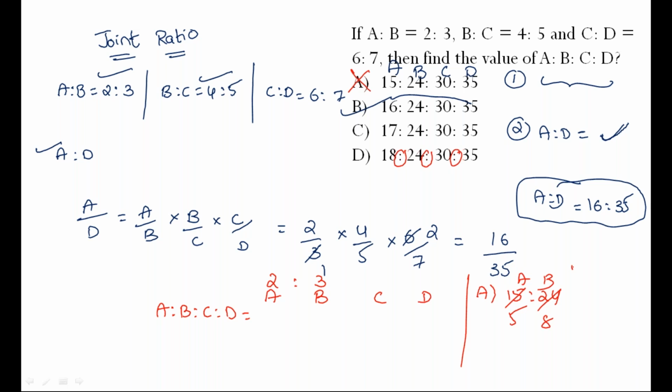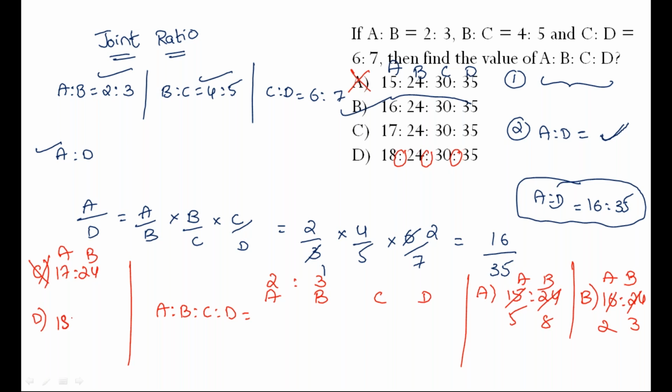Next, option B is 16 and 24, A and B. I'll check A and B only in the options. See, this is 2 eights, 3 eights. Is it 2 is to 3? Okay, I can keep that. Let's go for option C. Option C is 17, 24. You can't cancel that. This is not 2 is to 3 ratio, waste.